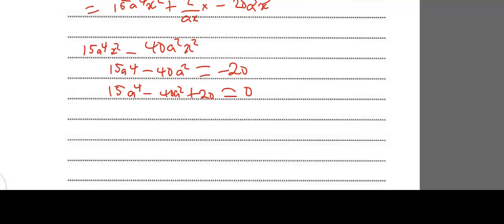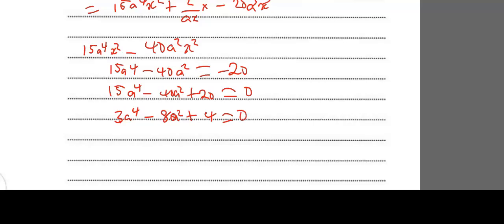So we are going to have 15 is divisible by 5. So we are going to have 3 a power 4 minus 8 a squared, when we divide that by 5, plus 5 by 20 will give us 4. So this is equal to 0.